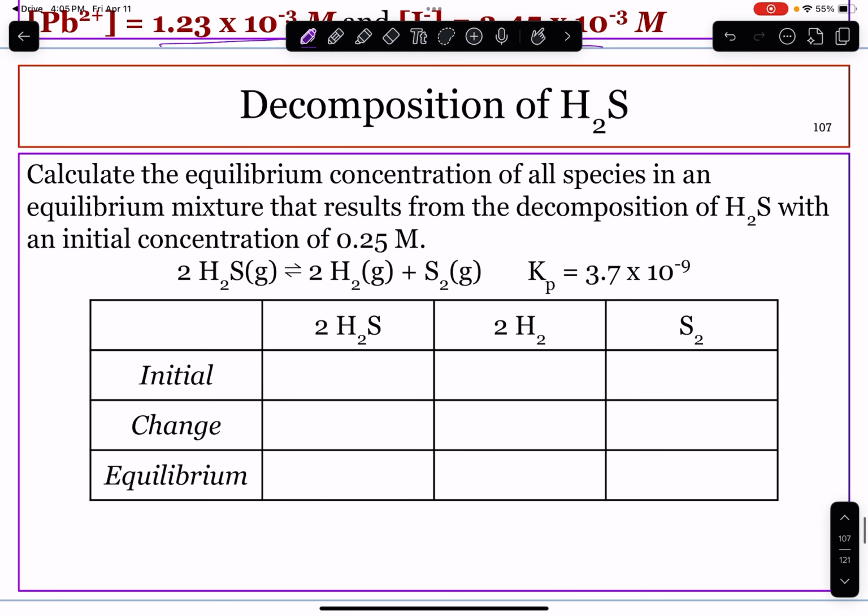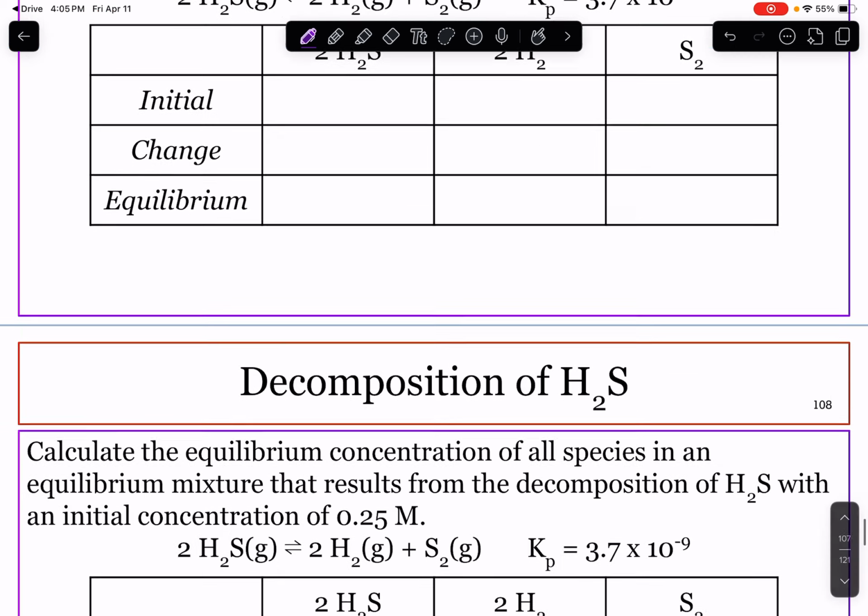All right, let's do one last problem. Calculate the equilibrium concentration of all species in an equilibrium mixture that results from the decomposition of H2S with an initial concentration of 0.25 molarity. Here's the reaction, here's the K value. Pause to see if you can fill in the initial, change, and equilibrium values.